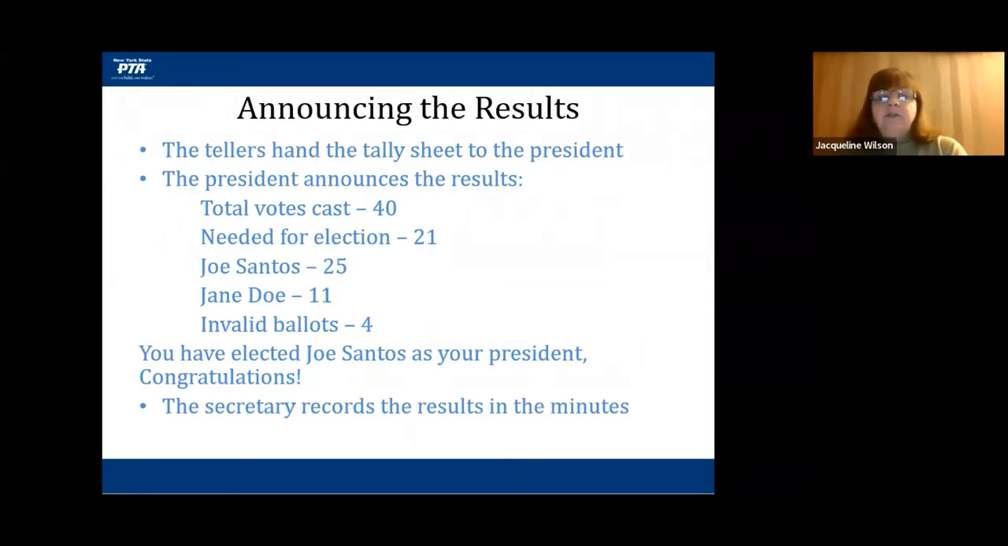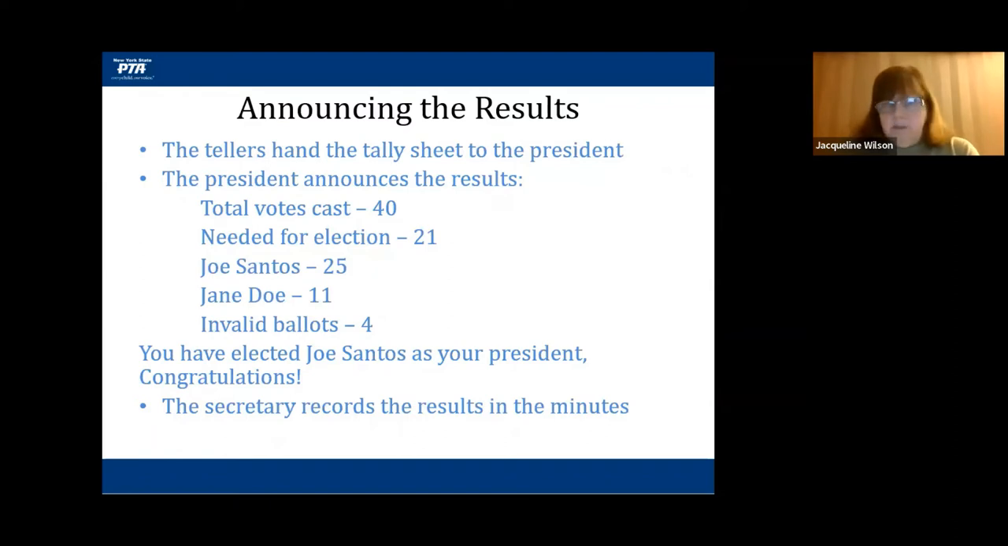Tellers hand the tally sheet to the president, and the president announces the results. Total votes cast were 40. Needed for election is 21. It's by majority. Joe Santos received 25 votes. Jane Doe 11 votes. Invalid ballots 4. That could be somebody didn't write a complete name, maybe a blank ballot.